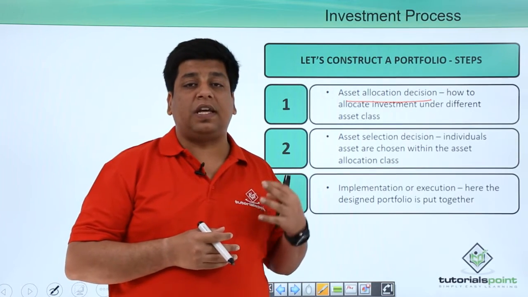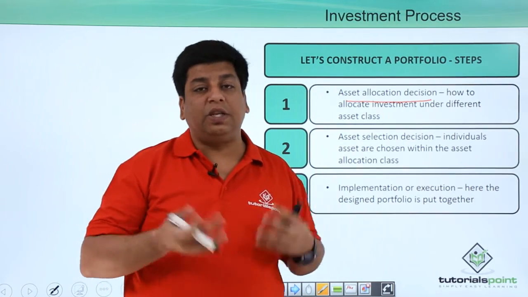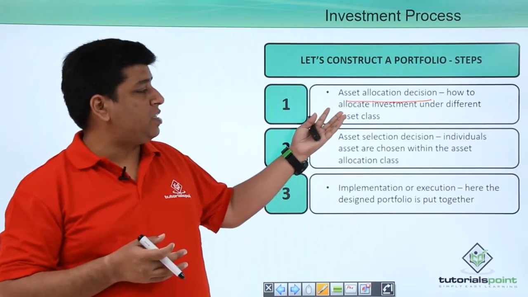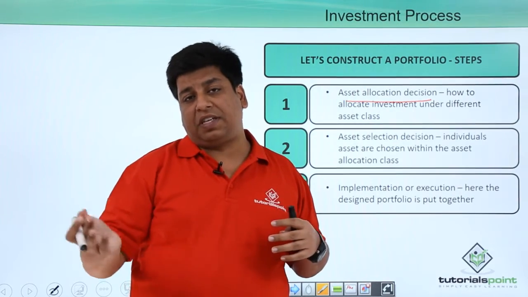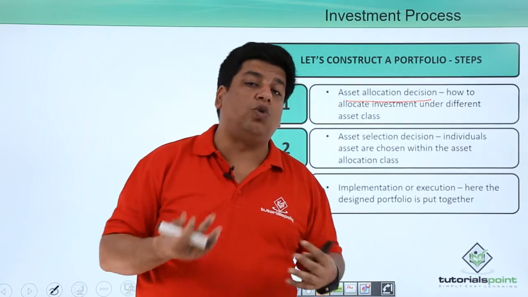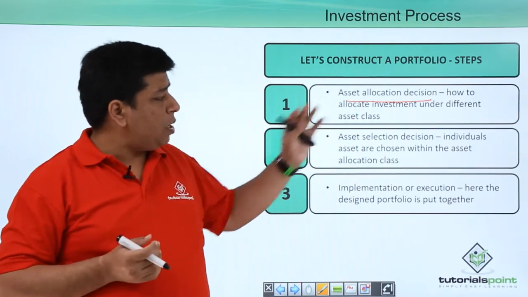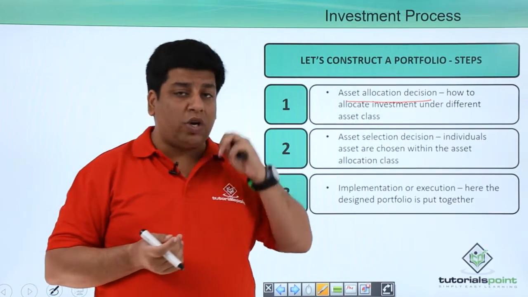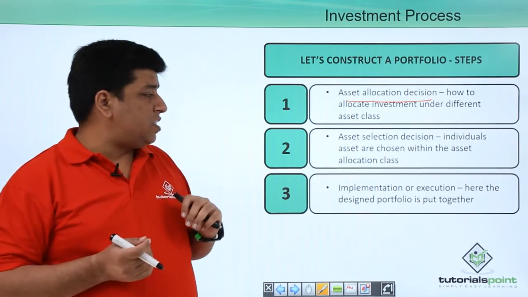Let's say someone is less than 30 years of age and unmarried, then he wants to take more risk in order to generate more return. So his asset allocation would be different from a 40-year-old person who is married, has kids, and has certain responsibilities. His responsibilities are more compared to a 25-year-old guy, right? So based on that, there should be an asset allocation decision, under what asset category you are going to put the particular money. Then comes the asset selection decision.